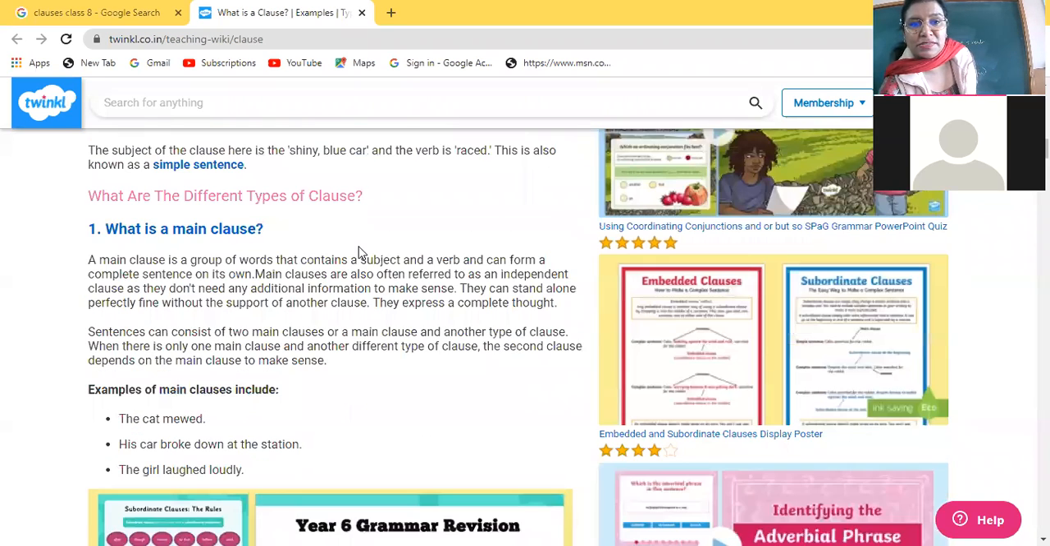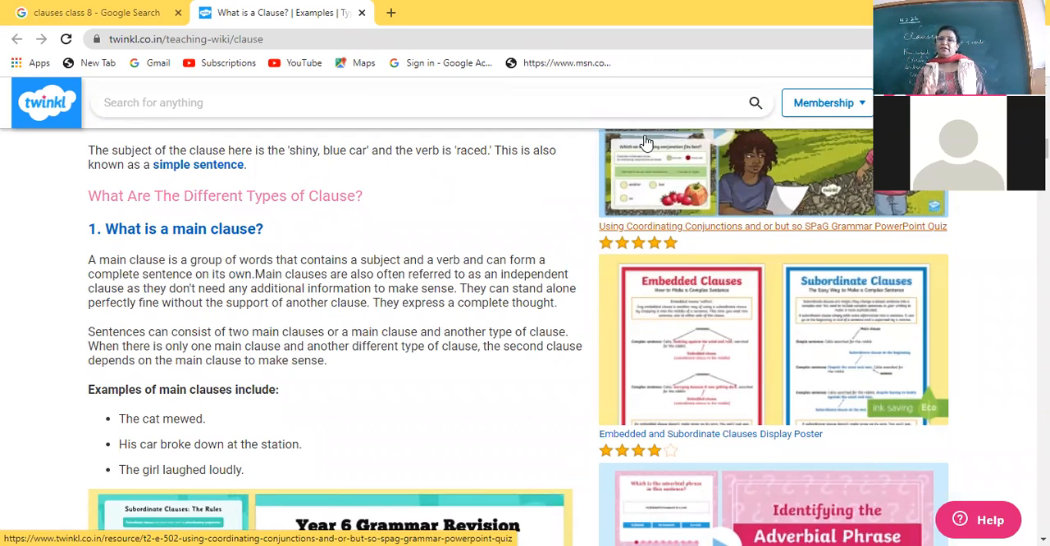Now what is a main clause? How do we identify the main clause? The main clause is a group of words that contains a subject and a verb, and it is a complete sentence on its own, right? It does not need anything else to add more meaning to it. So main clauses are also referred to as independent clauses. Main clause, principal clause, they can stand alone, just like the shiny red car or the squirrel sentences. They don't need any more information.